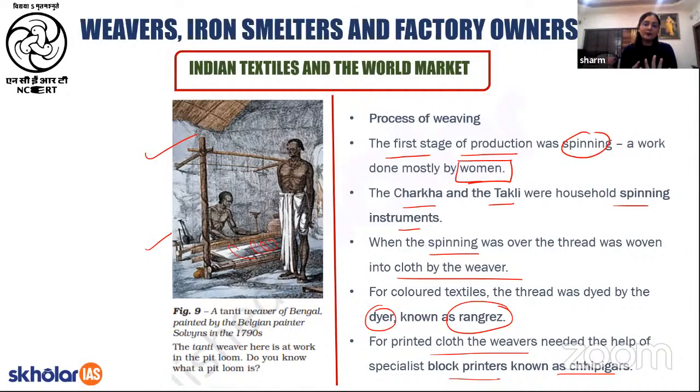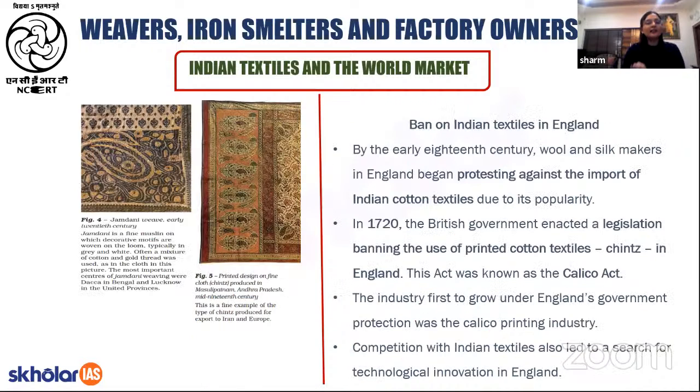तो हमने यहाँ पे चार इंस्ट्रूमेंट पढ़ लिए, चरखा, टकली जो कि स्पिनिंग में यूज आते हैं, रंगरेज और चिपिगर जो कि क्लॉथ को ब्यूटिफाई करने में, उसमें मोटिव्स बनाने में काम आते हैं. Now students, let's move on to the next slide.